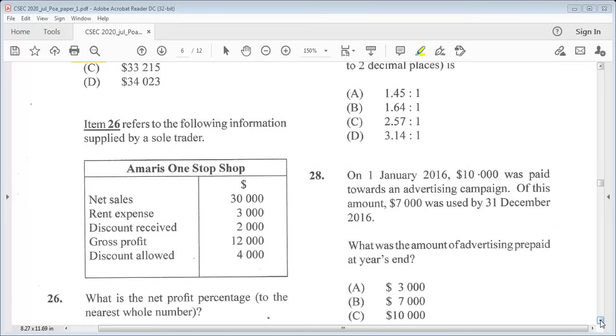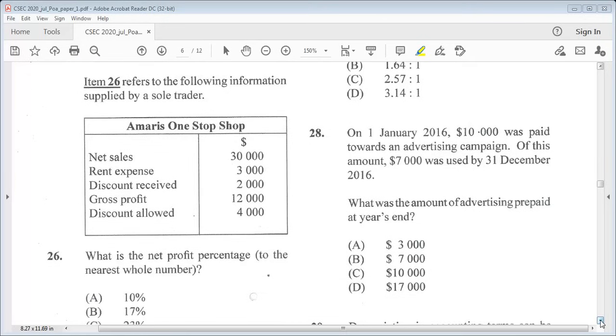Item 26 now. Item 26 refers to the following information supplied by a sole trader, Amaris One Stop Shop. So we have net sales 30,000, rent expense 3,000, discount received 2,000, gross profit 12,000, discount allowed 4,000. What is the net profit percentage to the nearest whole number?